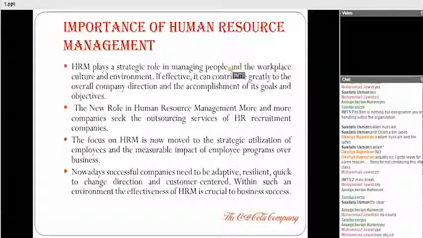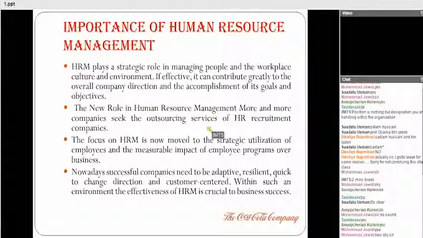The importance of human resource management. Human resource management plays a strategic role in managing people and the workplace culture and environment. If effective, it can contribute greatly to the overall company direction and accomplishment of its goals and objectives. The new role in human resource management: more and more companies seek the outsourcing services of HR recruitment companies.